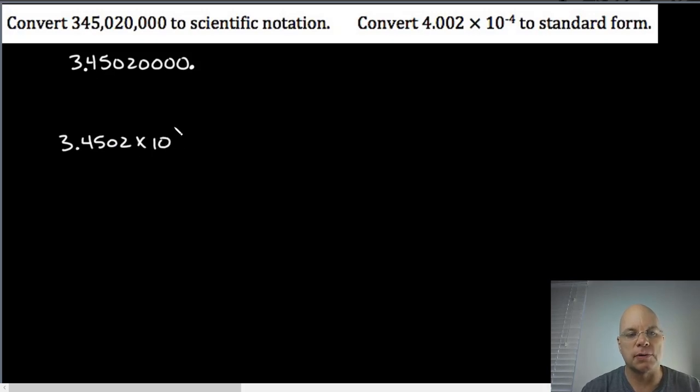But we know it's going to be some positive exponent because I'm dealing with a very large number, a number much larger than 1. If I take the decimal from where I want it to be to where it really is, I'm moving it 1, 2, 3, 4, 5, 6, 7, 8 to the right. So it's 3.4502 times 10 to the positive 8.